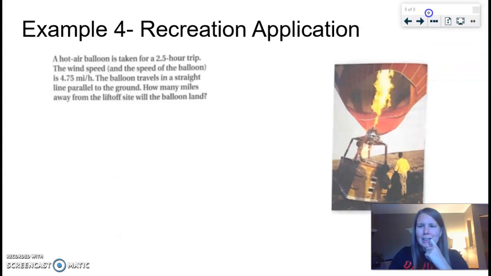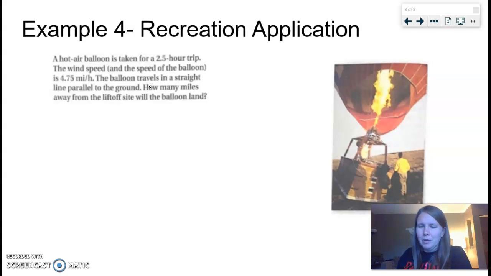Alrighty, let's get to our last problem here in our real world example. This one says it's a recreational application. Looks like we're going to be talking about a hot air balloon. A hot air balloon is taken for a 2.5-hour trip. The wind speed and the speed of the balloon is 4.75 miles per hour. The balloon travels in a straight line parallel to the ground. How many miles away from the liftoff site will the balloon land?